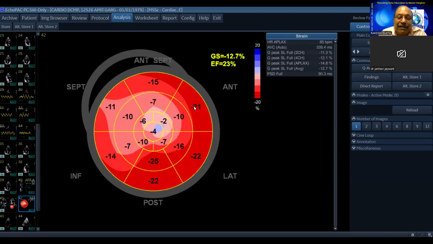Posterior, lateral, anterior, they're all spared very clearly. Posterior is a lateral to a large extent. Mid and basal posterior is normal. Mid and basal lateral is almost normal. 17 is the cutoff. This is 16. Rest, basal anterior is normal. It means we are dealing with somewhere mid LAD lesion along with RCA.